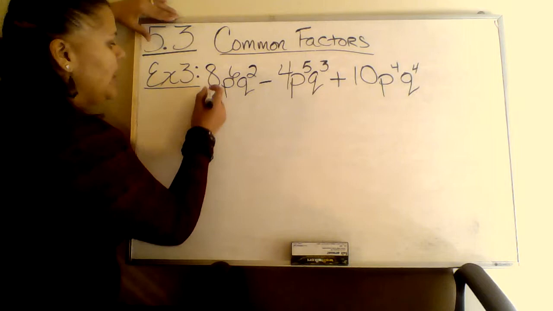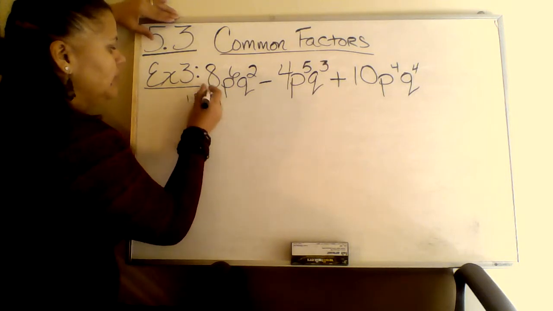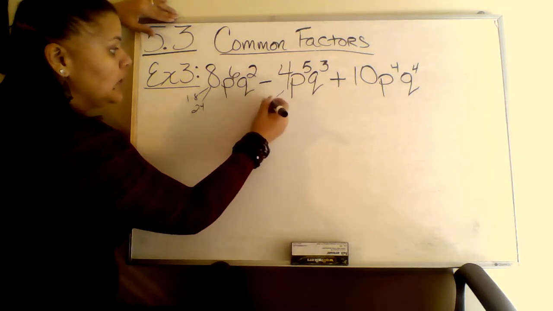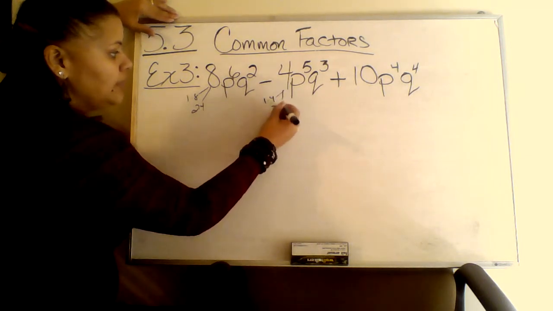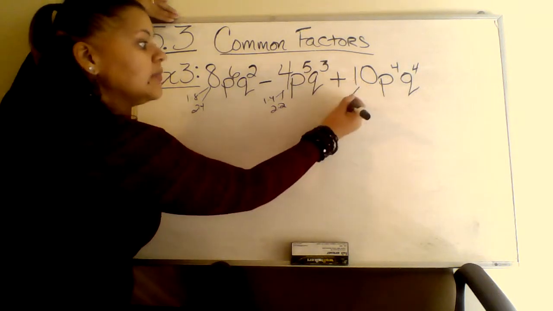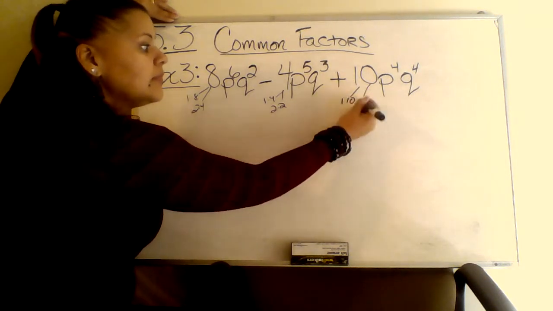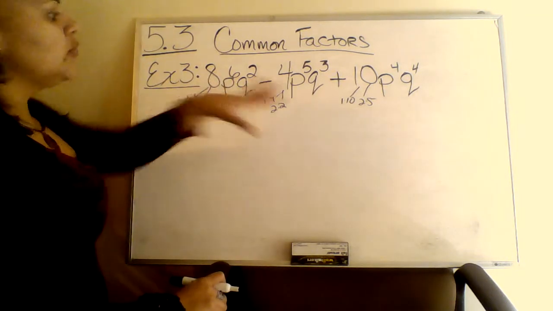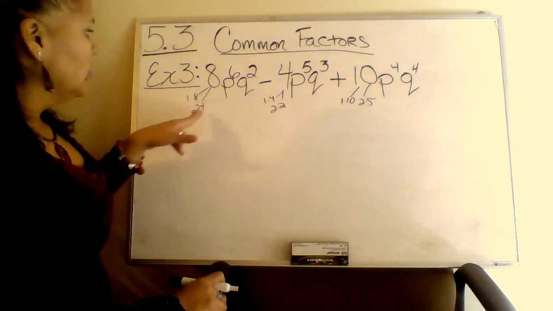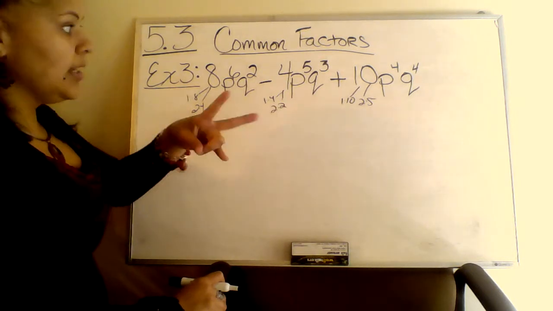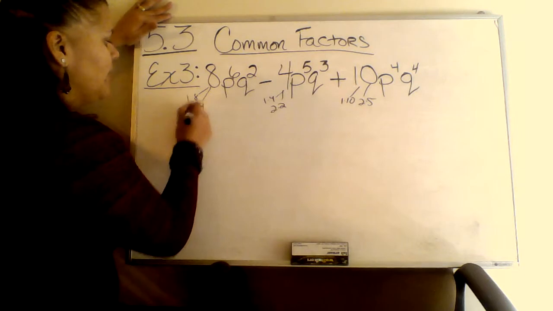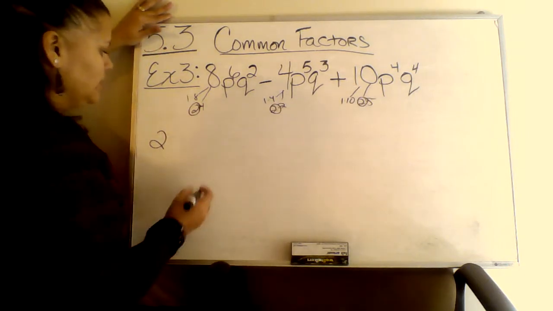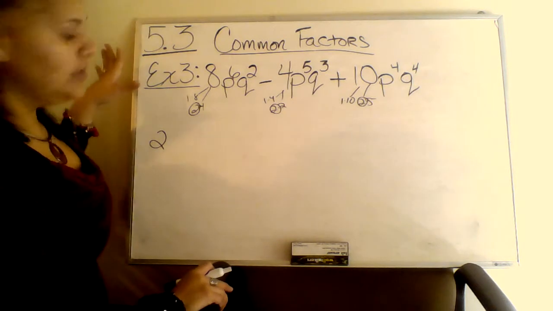So we have 8, which is 1 times 8 and 2 times 4. Then we have 4, which is 1 times 4 and 2 times 2. Then we have 10, which is 1 times 10 and 2 times 5. When we look at the numbers, what number do they have in common? Looks like they all have 2 in common. Biggest number they have in common? 2. So we pull out a 2. This is what's going to be outside of the parentheses.